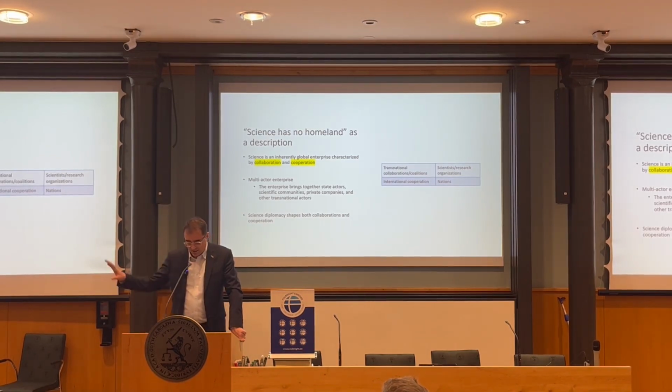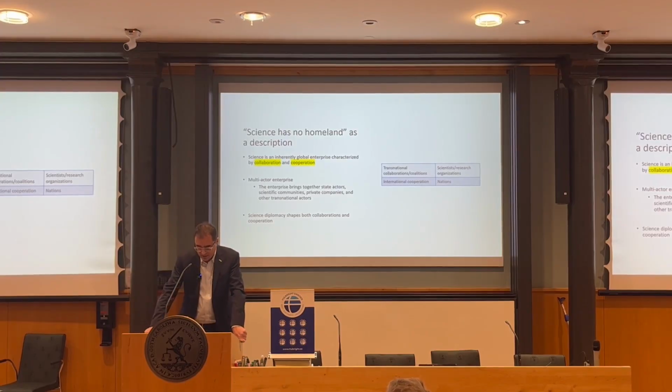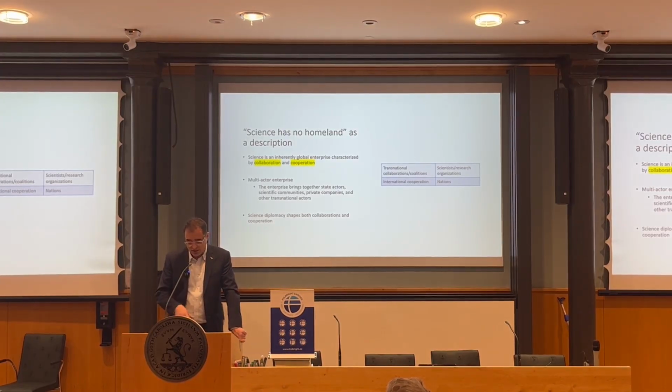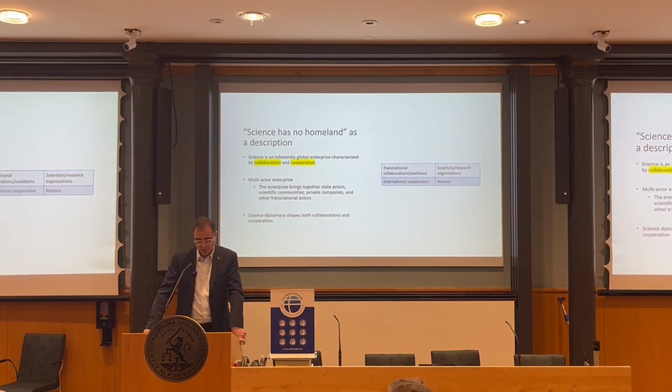So if you look at the right, I try to tease out the fact that there is collaboration or coalition, which are primarily among scientists or scientific organizations, research organizations, and then there's the idea of cooperation, which is more the involvement of nations or public institutions. So we can separate a bit the idea of collaboration from cooperation. I don't want to conflate them, but certainly there are two aspects of the global science enterprise that are synergic and partly overlapping.